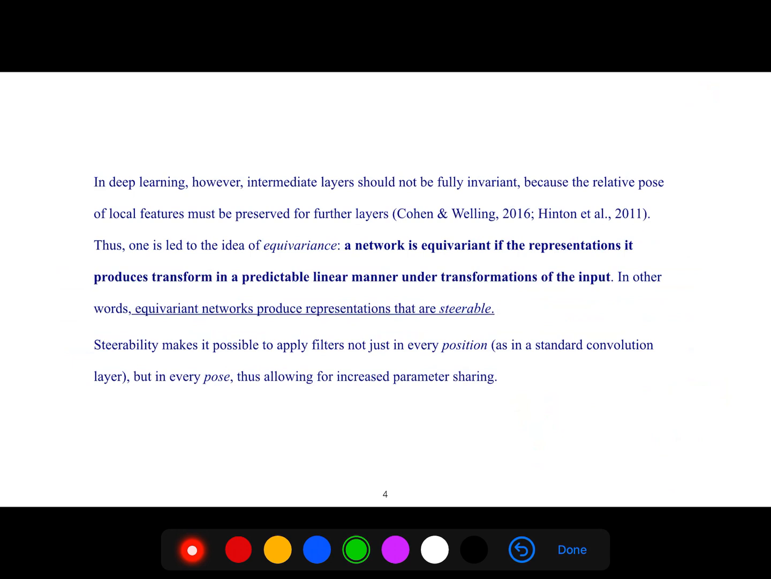In deep learning, however, intermediate layers should not be fully invariant, because the relative pose of local features must be preserved for further layers. Thus, one is led to the idea of equivariance. A network is equivariant if the representations it produces transform in a predictable linear manner under the transformation of the input. In other words, equivariant networks produce representations that are steerable. Steerability makes it possible to apply filters not just in every position, but in every pose, thus allowing for increased parameter sharing.